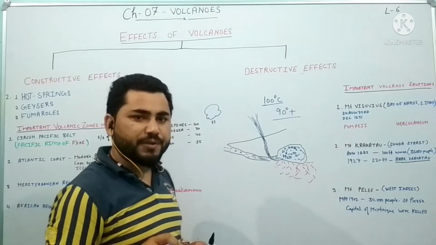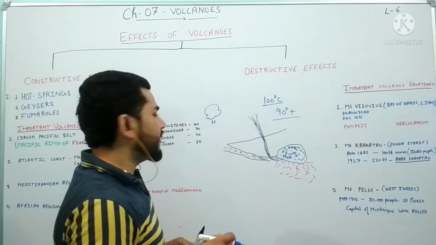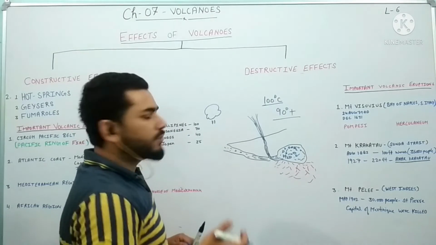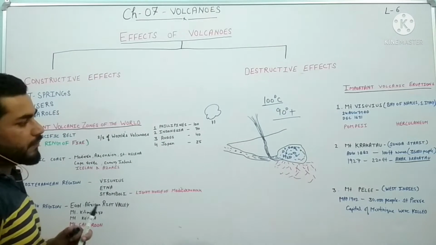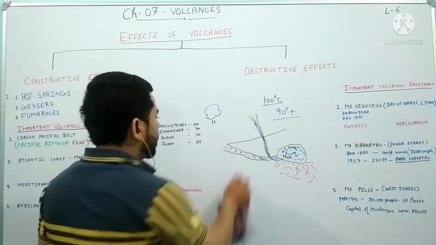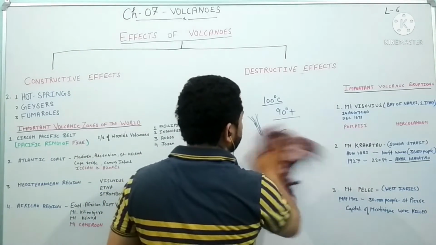And if its temperature is lower, down around 30 degrees Celsius, 32 degrees Celsius, then it is called a hot spring, okay. So that was the geyser. Now what is a fumarole?